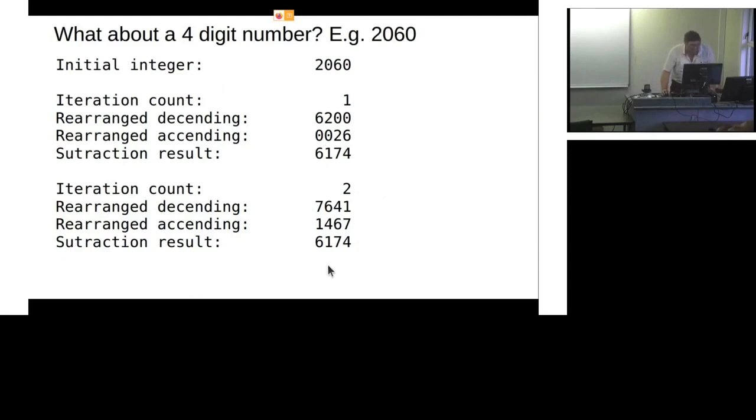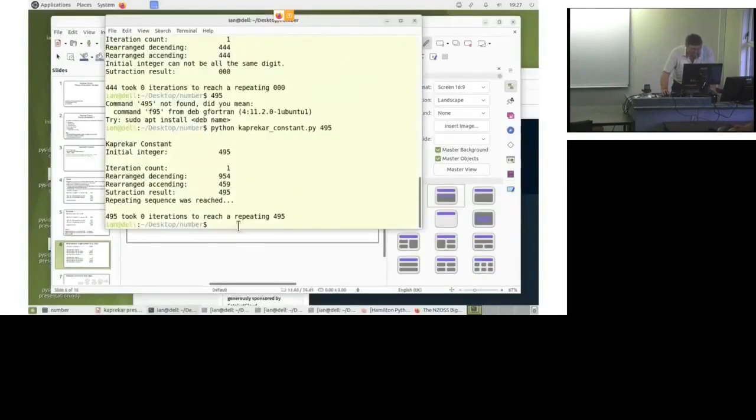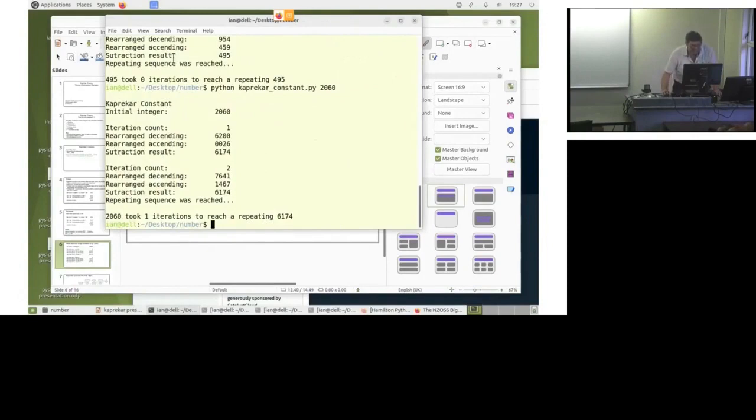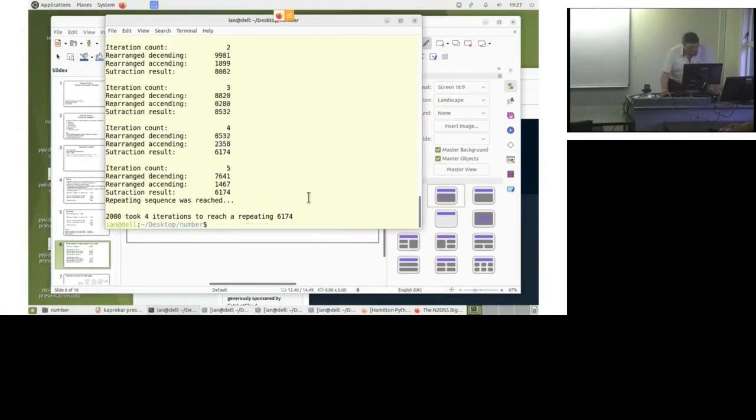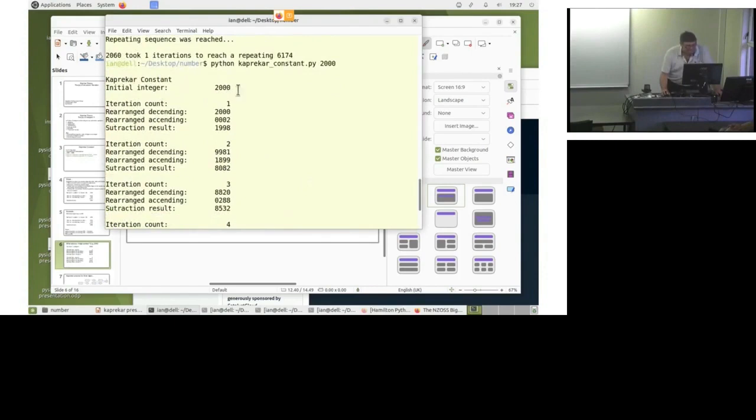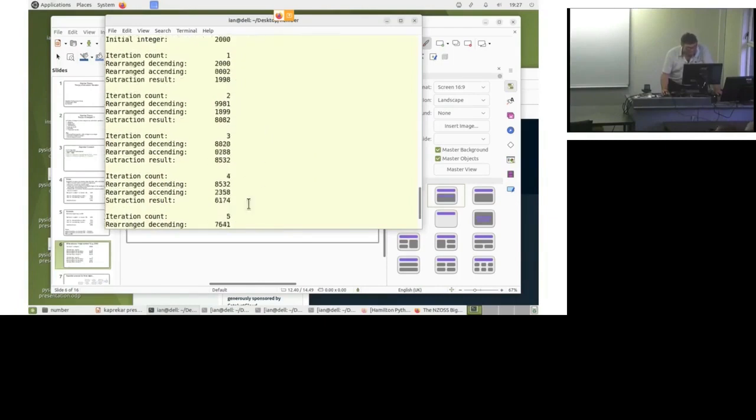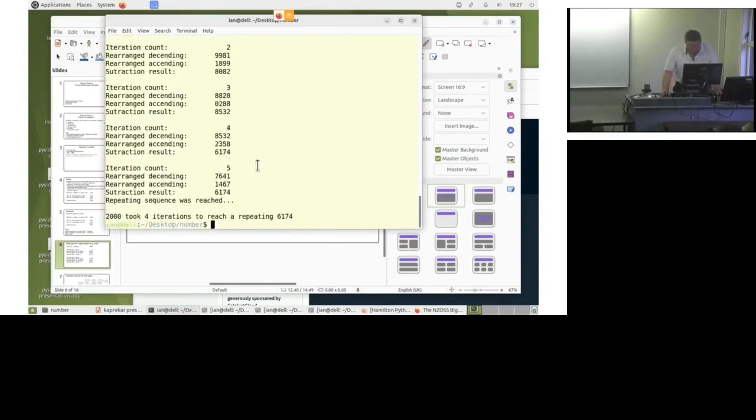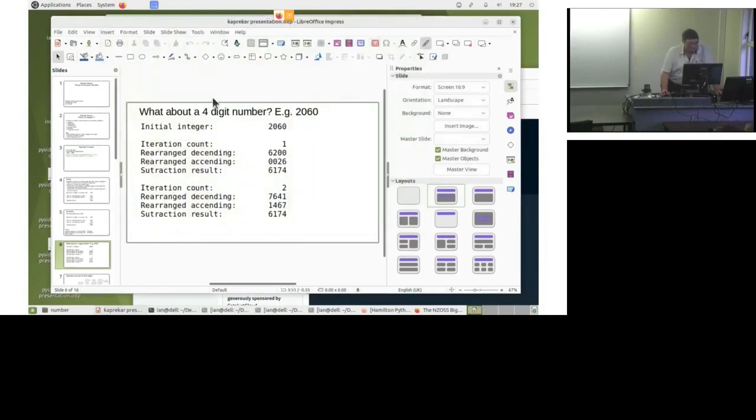Okay, and in fact, if you like, I'll just go back to my little program and we'll put in, what did I say, 2060 or something? Okay, so here it went through, and after the first time through, it was at 6174. If I put in, say, 2000, it took four iterations. We put in 2000, the first number we get is 1998, and then the next one, 8082, and then 8532, and that one comes to 6174. Okay, so that's the magic number for four digits.